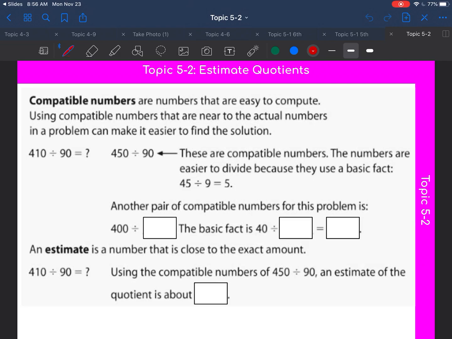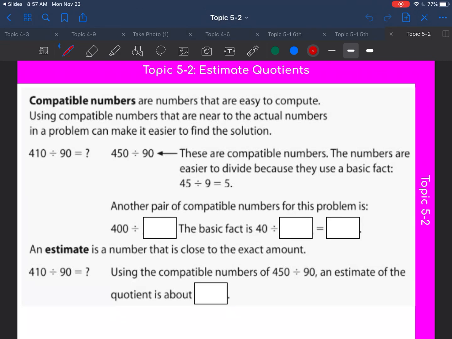Now what we're going to do is try to make these problems into a nice, easy, basic fact problem. We are going to practice estimation because remember, when we estimate, we're making it easier to see what our answer is going to be, and we're going to see if our answer is reasonable based on our estimate.